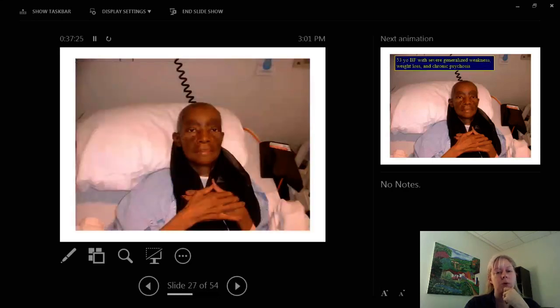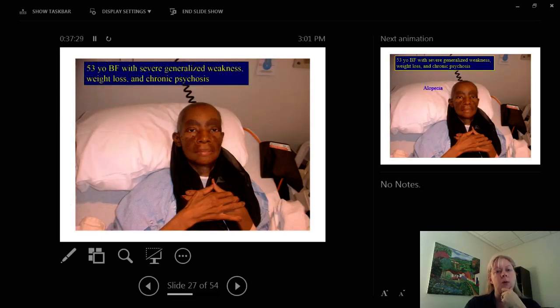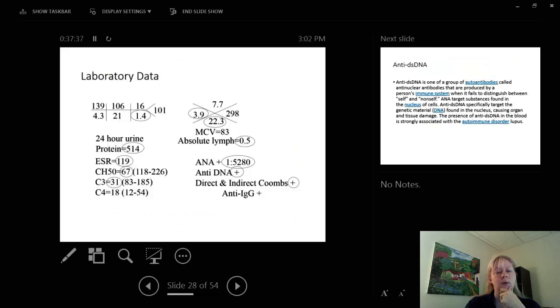So here's a picture of a man who has lupus. He's 53 years old. He has weakness and weight loss. He's got psychosis, alopecia, malar rash, and arthritis. And if you look at his labs here, he's got proteinuria. His SED rate's elevated. His creatinine is elevated at 1.4. What else does he have going on?